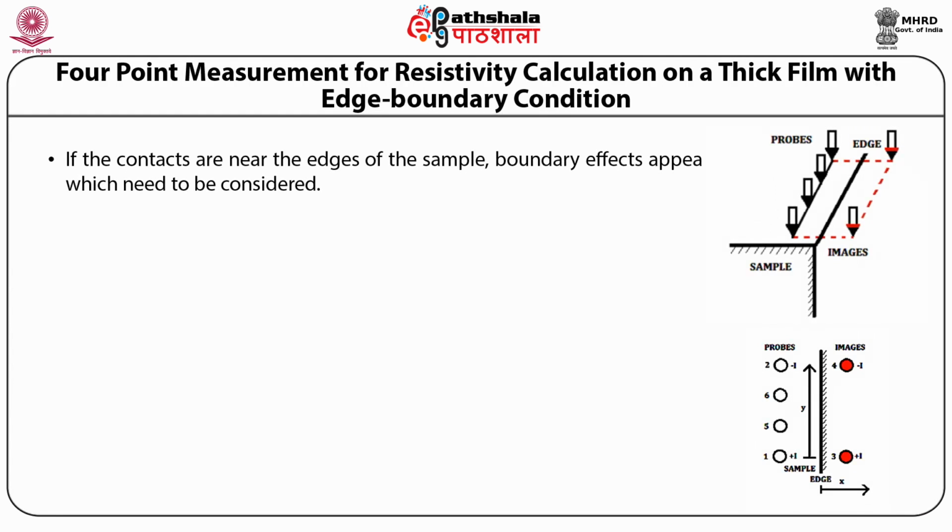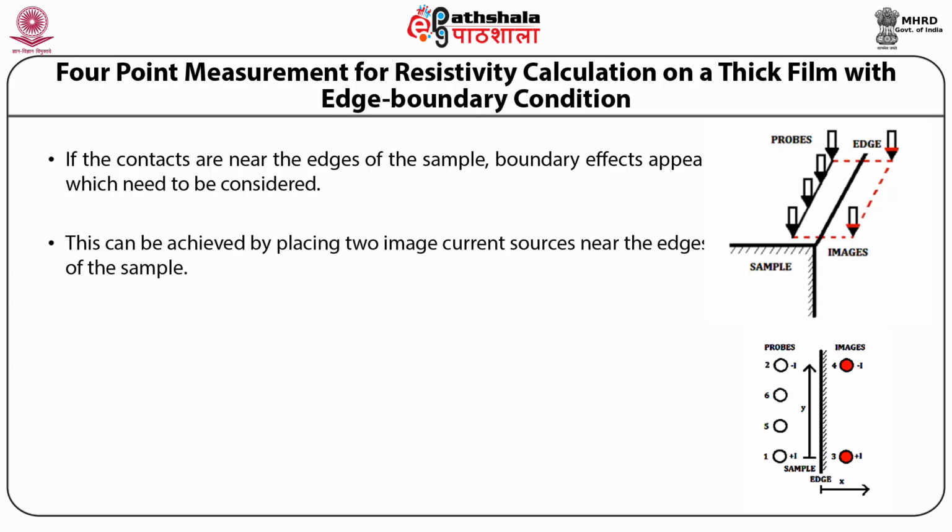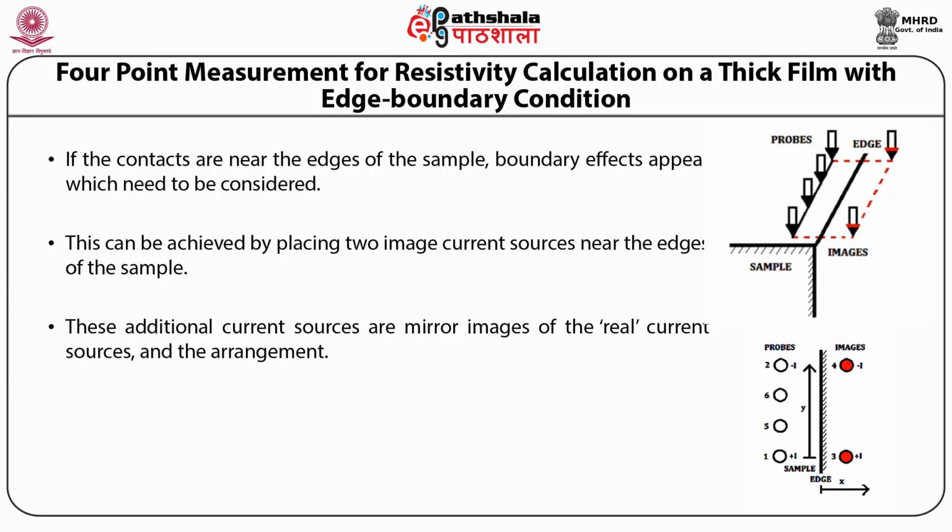If the contacts are near the edge of the sample, a boundary effect appears which needs to be considered. This can be achieved by placing two image current sources near the edge of the sample. These additional current sources are mirror images of the real current sources, and the arrangement is shown on the screen.